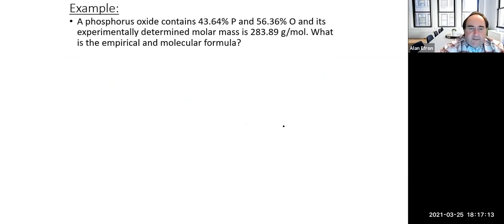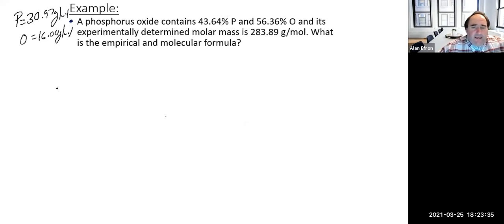Why don't you try another one here and see what you come up with? We have phosphorus and oxygen. What is the empirical and molecular formula here? Phosphorus is 30.97. Oxygen is 16. See what you come up with here, and then we'll discuss it. In this case, we're looking for both the empirical and molecular formula. We're given the percentages of phosphorus and oxygen, and we're also given the experimental molar mass of the compound. So we're going to start with the empirical formula, as it was not given to us.